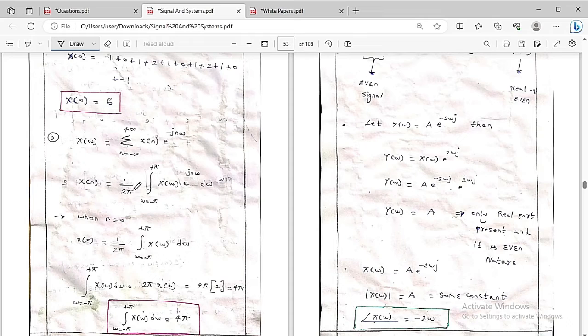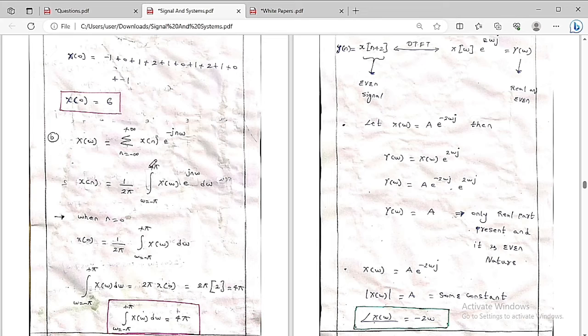So x of n is equal to 1 by 2 pi times the integration from omega equals minus pi to plus pi of X of omega into e to the power of j n omega d omega. This one you have to keep in mind. In the case of continuous time, the limits run from minus infinity to plus infinity. But in the case of discrete time, it goes only from omega equals minus pi to plus pi, which is one period of 2 pi.